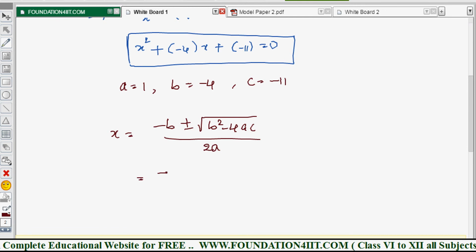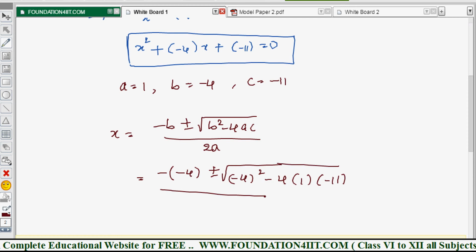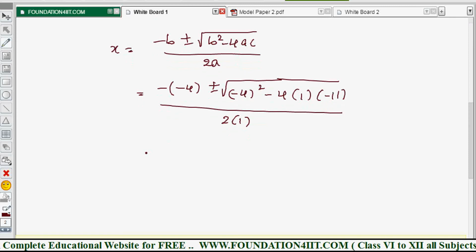Just to simplify: this is the formula, and many of you will get confused about the minus sign. Keep the minus as it is, and the b value is -4, so keep -4 again, plus or minus the square root of b² so (-4)² minus 4ac, a is 1 and c is -11, whole divided by 2a, so 2 into 1. Let us simplify and solve this, then we'll get (4 ± √(16 + 44)) / 2, since minus into minus is plus, and 4 times 11 is 44.